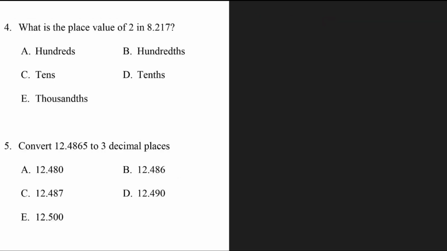All right, question 4 says, what is the place value of 2 in 8.217? So let's check the place value of 2. But remember that the place value of whole numbers is different from the place value of decimal numbers. In whole numbers we start with unit; this is the whole number part, because any number before the decimal part is called the whole number. After the decimal point, we start with tenths. There's no unit, we start with tenths. It ends with THS. So this one is tenths.